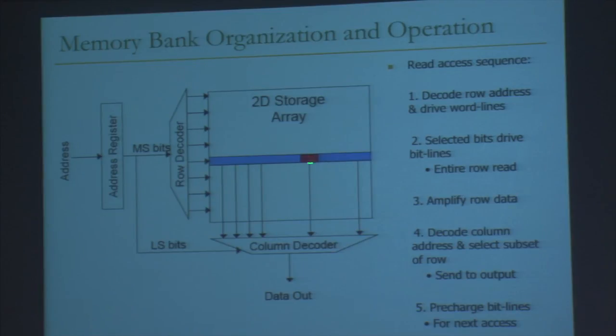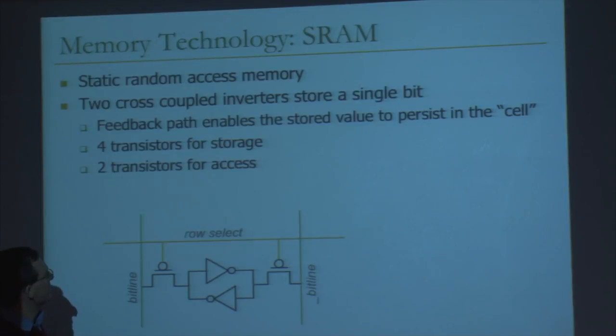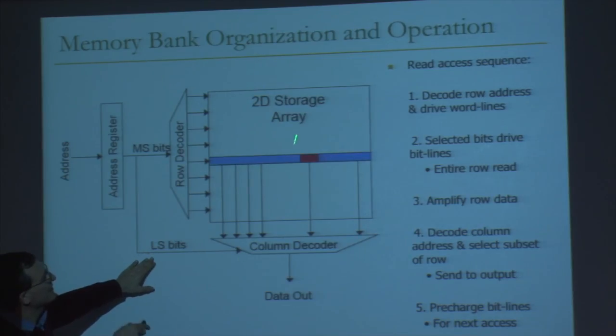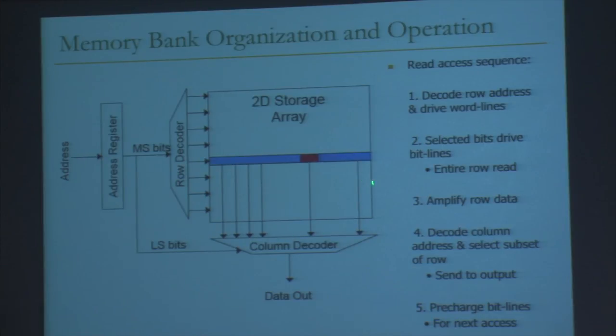Basically, if you would like to read, for example, this byte within this row, you first need to enable that row, basically supply the row address into this address register, and read the row. That address is decoded, and this row is read. Basically, the selected bits over here drive the bit lines. And the row that's selected, they all drive the bit lines. So you need to read the entire row. This row is amplified somehow, as I described. And then you need to select a byte from this row. And this happens with another set of address bits. This is the column address. And there's a column decoder that muxes out the right bytes based on the column address. And this is sent to the output. That's basically a read access sequence, if you will.